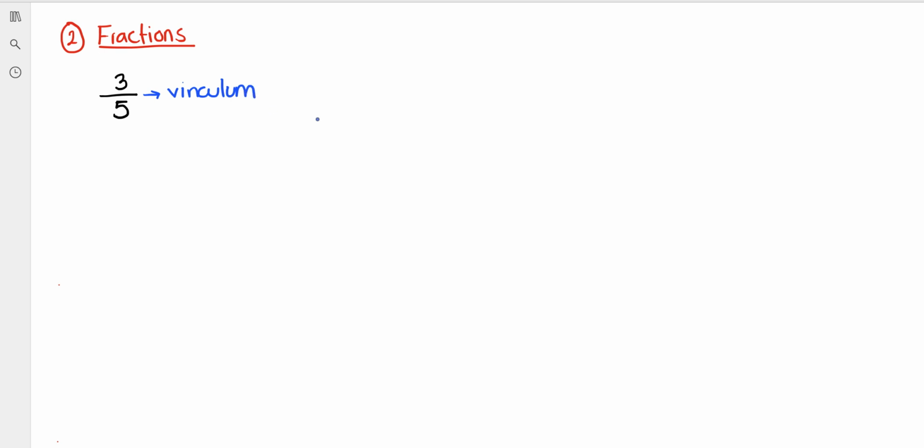Okay, and there are 3 types of fractions. We can call proper fractions. So proper fractions are when the numerator is less than the denominator. Then we have improper fractions.